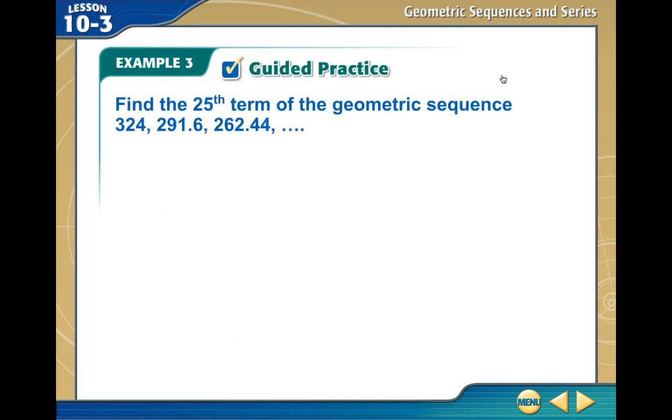All right, so you're going to do the same thing here. Again, you heard the 25th term. Don't just multiply this out 25 times. It's going to take a long time and you'll mess something up. What you want to do is find your ratio, take your first term, get your expression, and then let n equal 25 to generate that term.